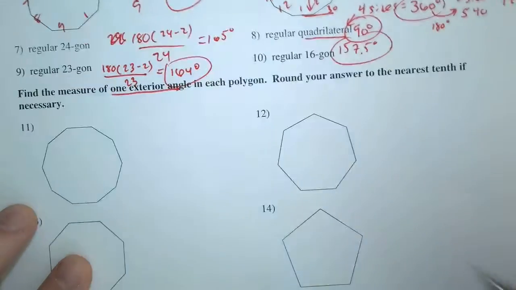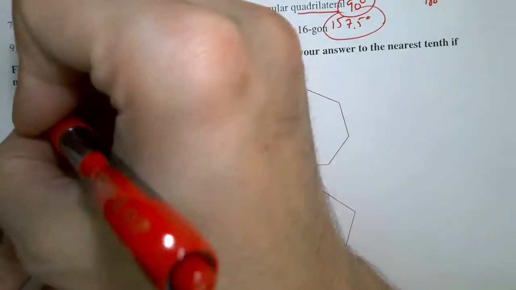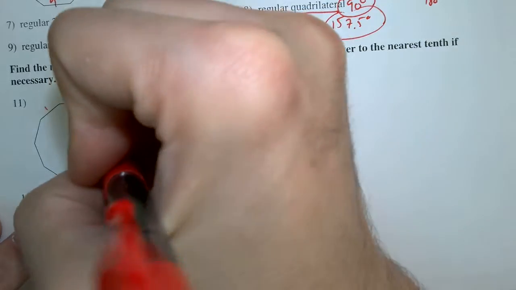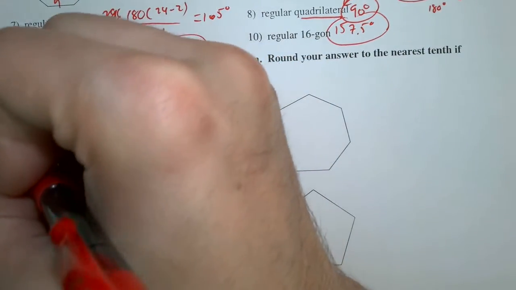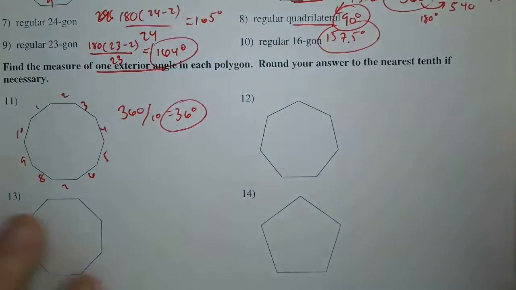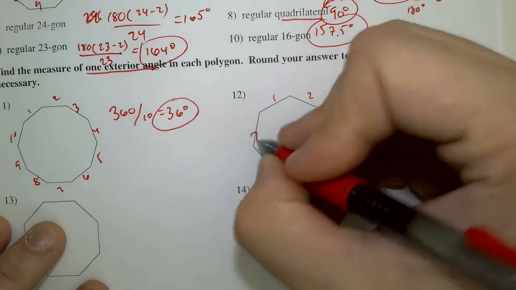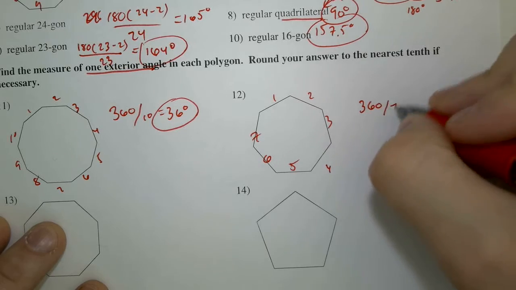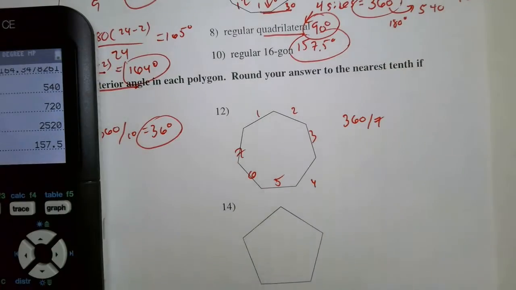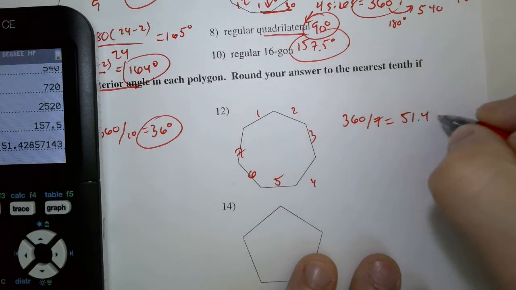Measure of one exterior angle. Always do for exterior 360 divided by how many sides? So this is 1, 2, 3, 4, 5, 6, 7, 8, 9, 10. Divide by 10, you get 36 degrees, ladies and gents. Here we got 1, 2, 3, 4, 5, 6, 7. 360 divided by 7. It's as easy as that. Well, I don't know what 360 divided by 7 is. 51.4 apparently.